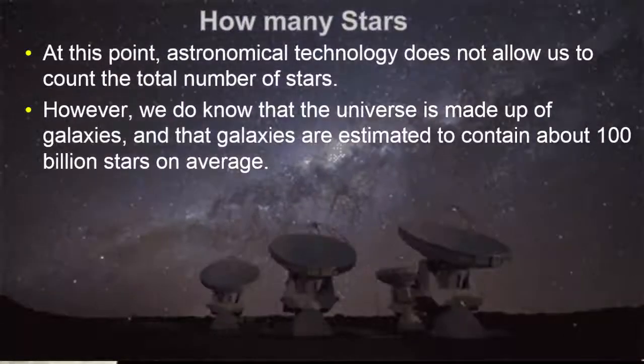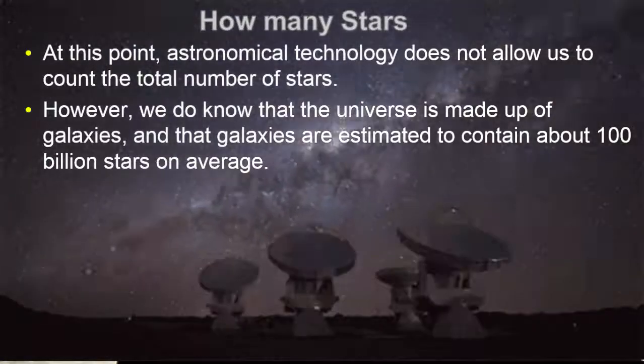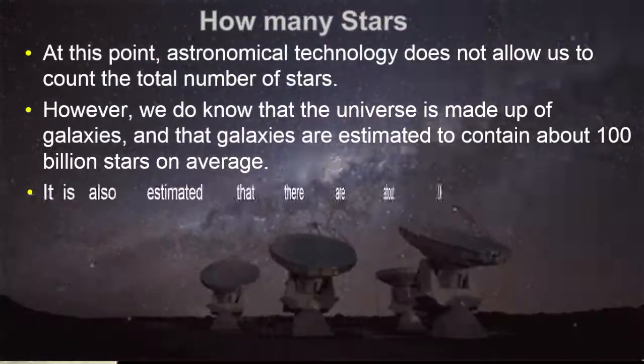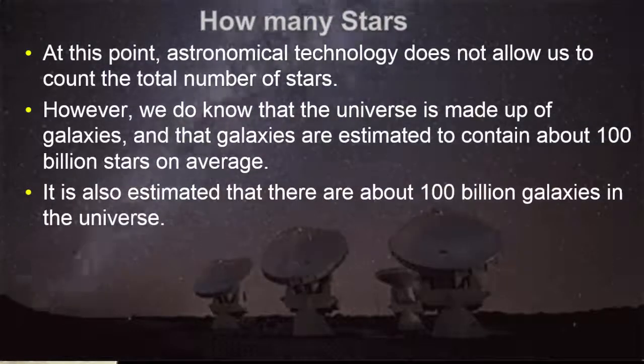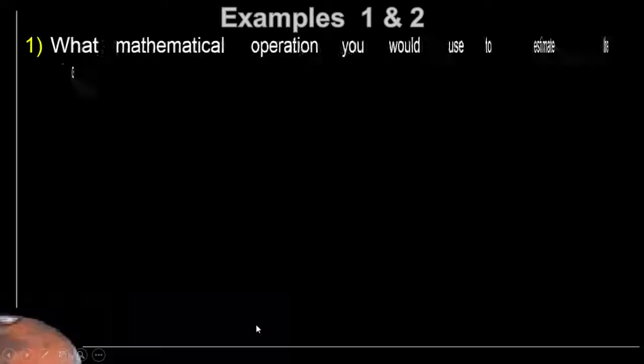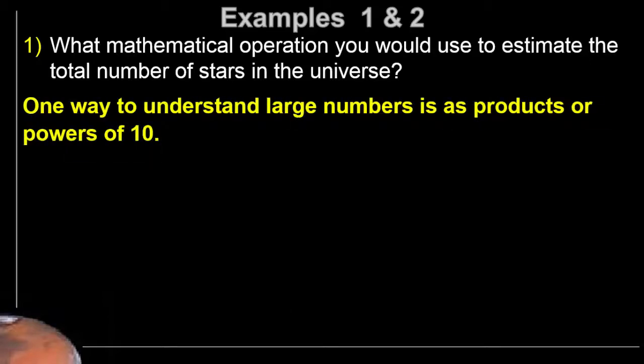However, we do know that the universe is made up of galaxies and that galaxies are estimated to contain about 100 billion stars on average. It is also estimated that there are about 100 billion galaxies in the universe. In example 1, we ask what mathematical operation you would use to estimate the total number of stars in the universe. One way to understand large numbers is as products or powers of 10.